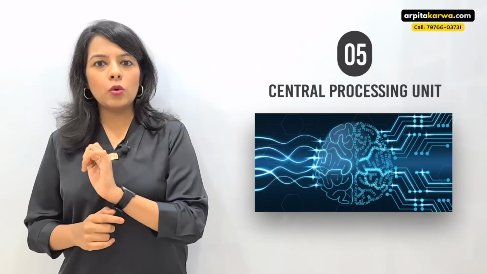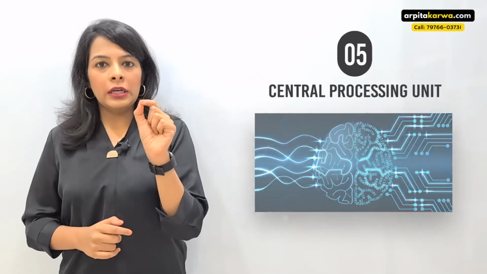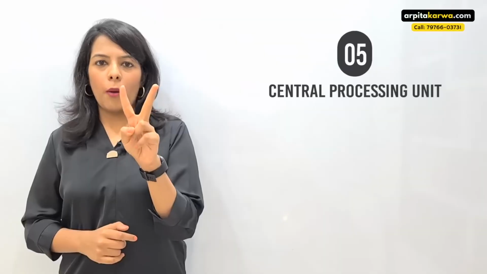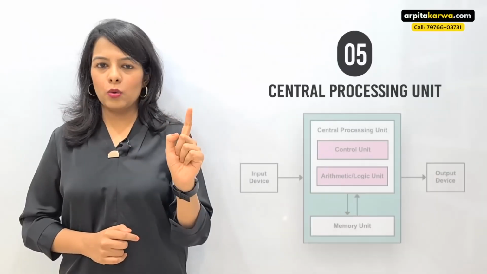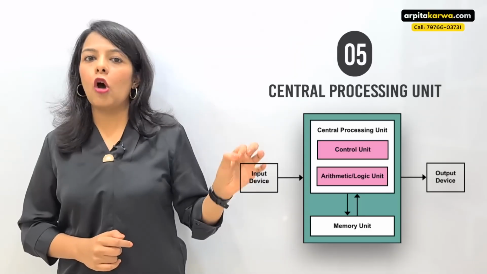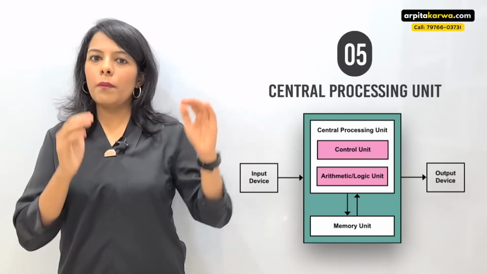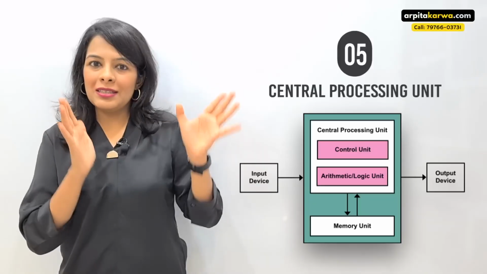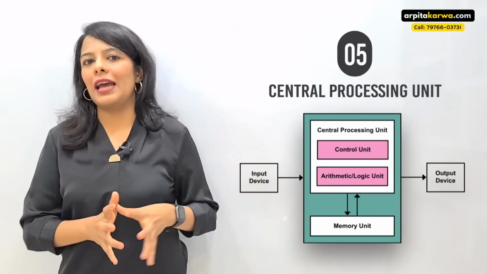So what you need to know here from NET point of view? Here you need to know 2 components of CPU. CU, that is control unit, and ALU, that is arithmetic logical unit. These are the 2 sections of the CPU which deal with different types of work.